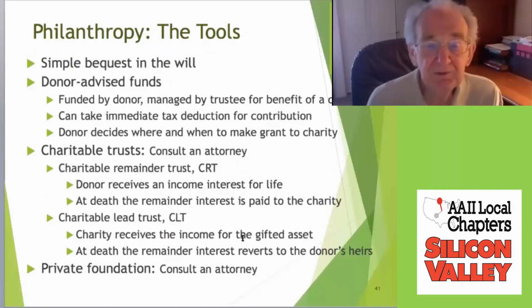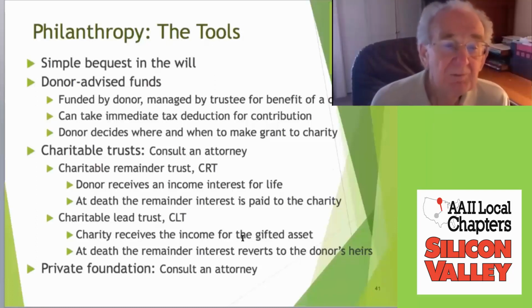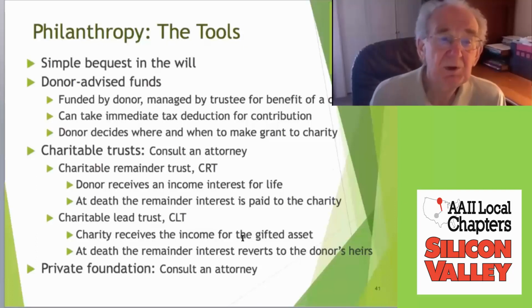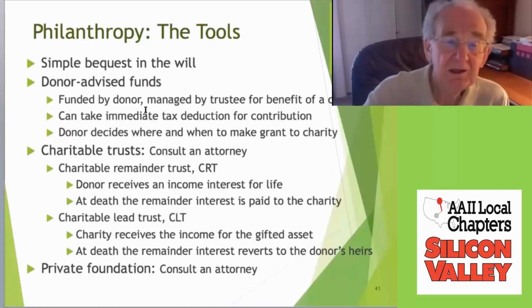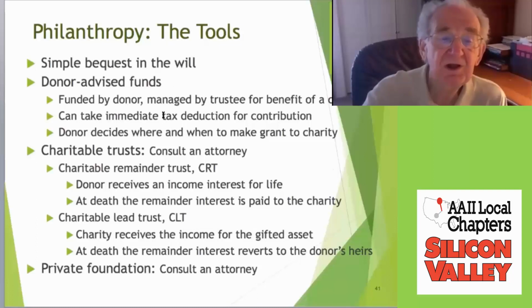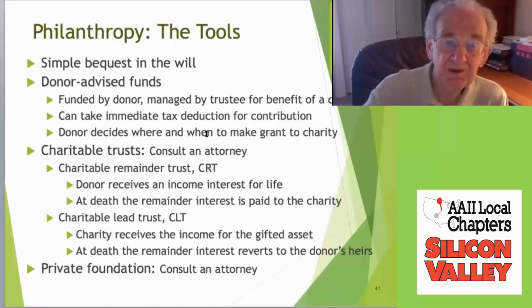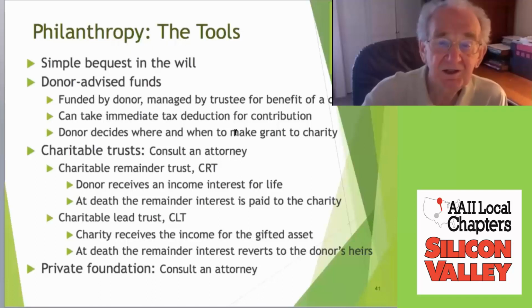I want to cover philanthropy real quickly because a lot of folks include this in their estate planning documents. You can make a simple bequest in a will, obviously. A lot of folks nowadays find that donor-advised funds work great because what you do is you make a contribution to the donor-advised fund, which gets you an immediate tax deduction for the full contribution, but you can delay when you make the grant from the fund to the charity, and that can be done in different bits and pieces at a later date.